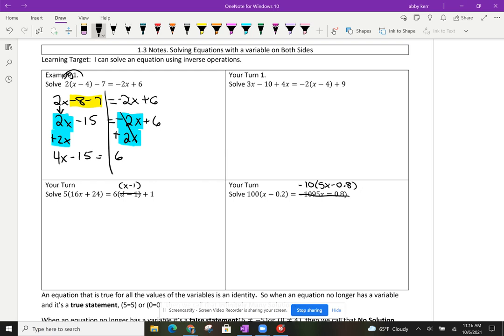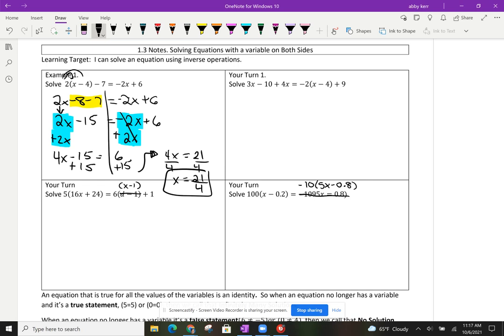If you notice here, we finally have that nice two-step equation that we're always looking for. So we're going to have 4x equals 21. Divide each side by 4. Our x is actually going to be 21 over 4.